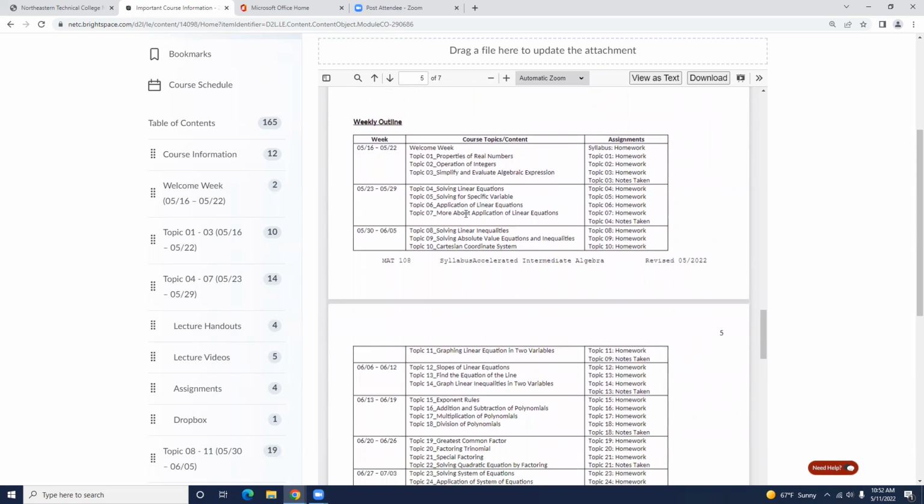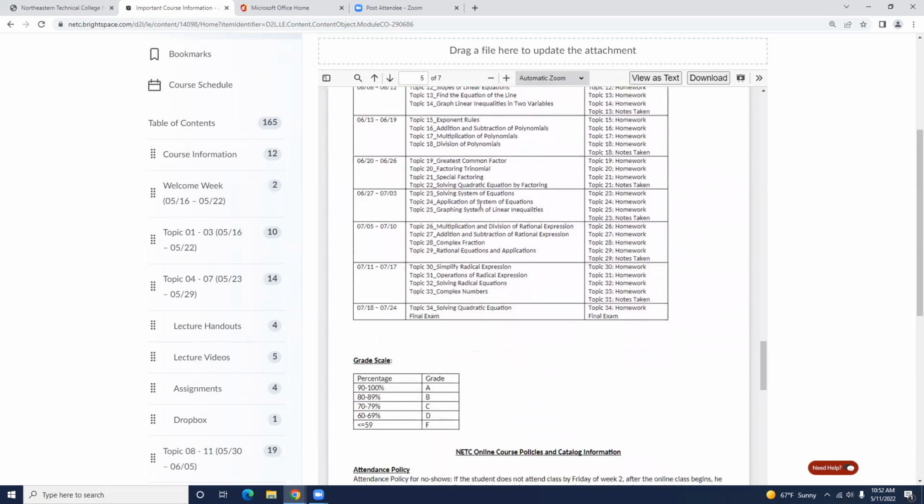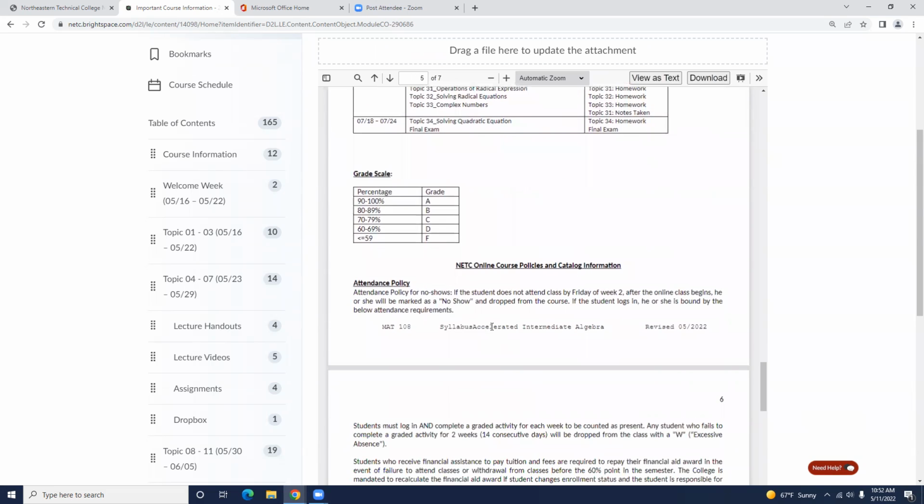All right, your weekly outline. Please follow this outline as closely as possible. Let's take a look at your attendance policies. I mentioned that the notes taken and the homework count for attendance.